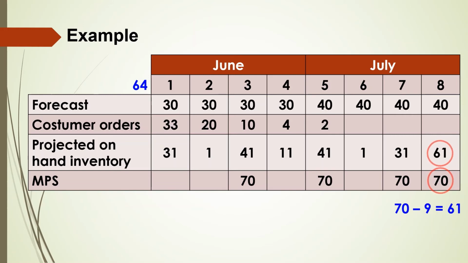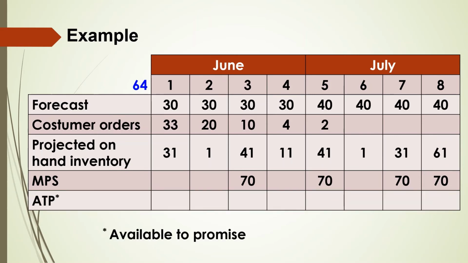Now the projected on-hand inventory and the production master schedule are known. So, it is now possible to determine the amount of inventory that is uncommitted and, hence, available to promise. Several methods are used in practice. The one we will employ involves a look-ahead procedure.